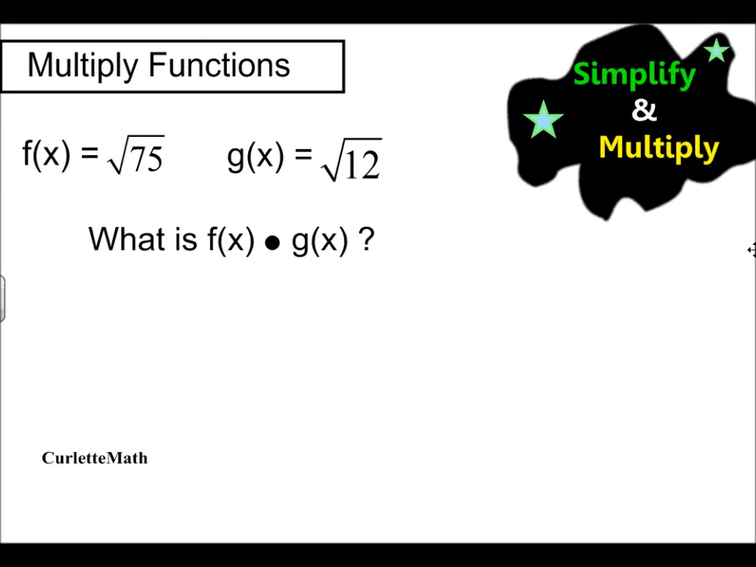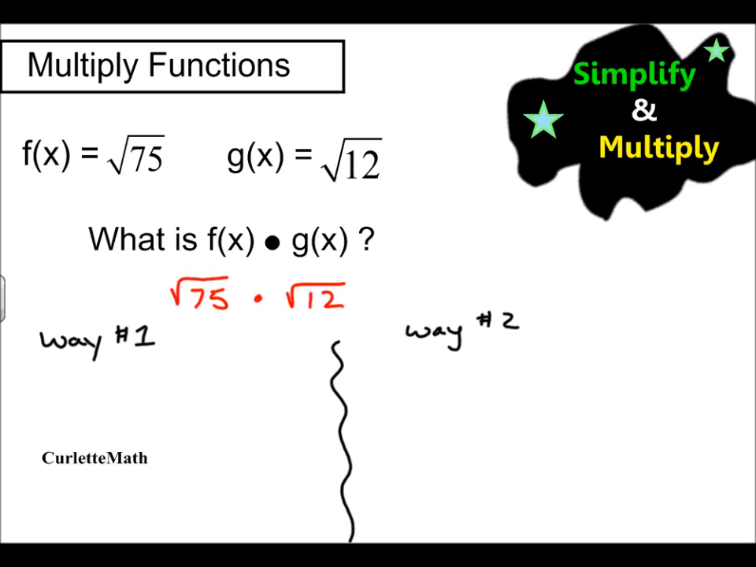All right, let's move on to the next example where we're going to multiply our radical functions. Now let's take our f of x, which is the square root of 75, times the square root of 12. Now there's two ways we can do this. So let's go ahead and write out our way number 1 first, and then we'll go with way number 2. So there's two options here.